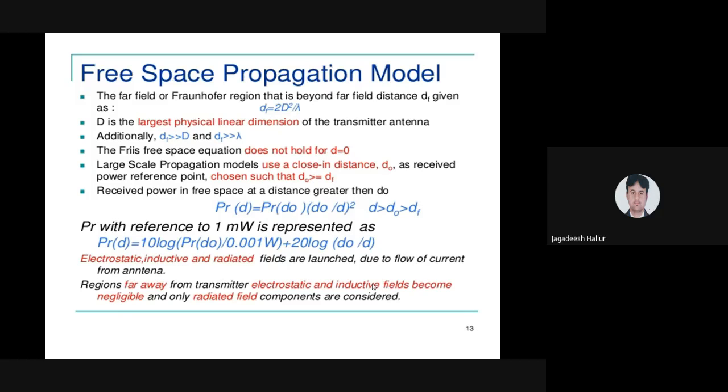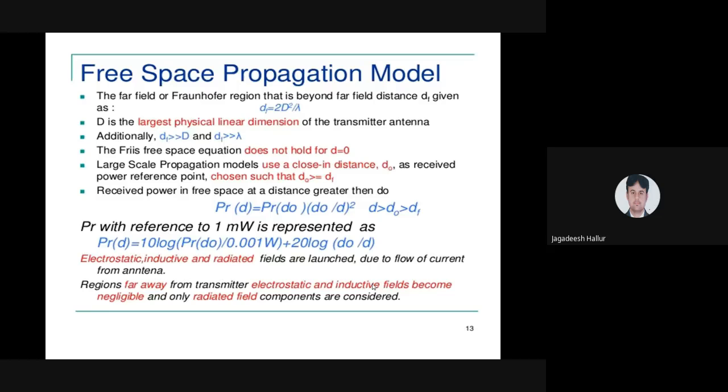Capital D stands for the largest physical linear dimension of the transmitter antenna. That is to be the distance between the transmitter and receiver, calculated for the physical linear dimension. So d_f is equal to 2D square divided by lambda. You write this equation.